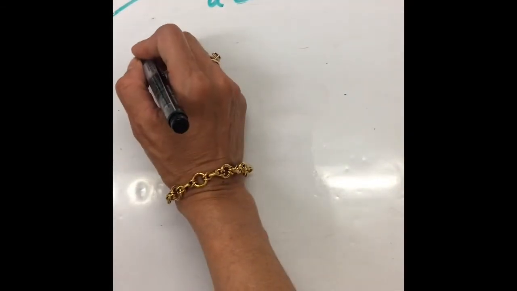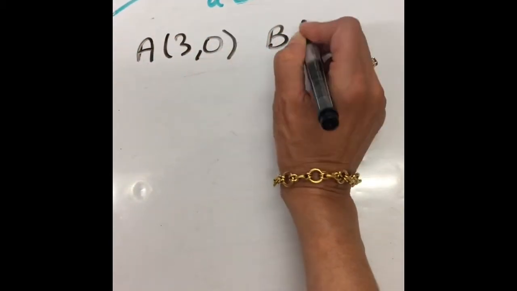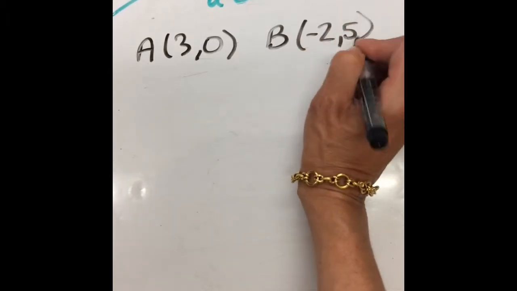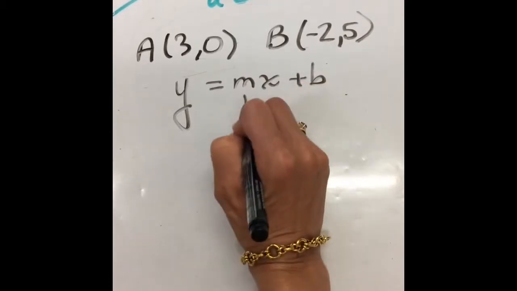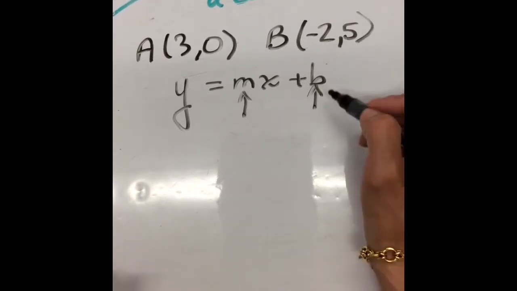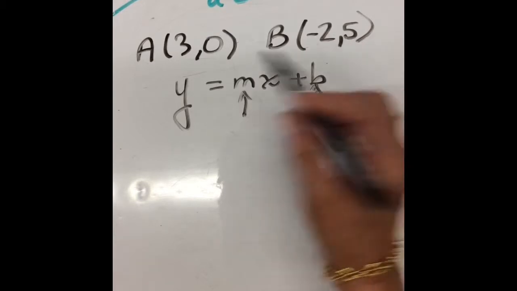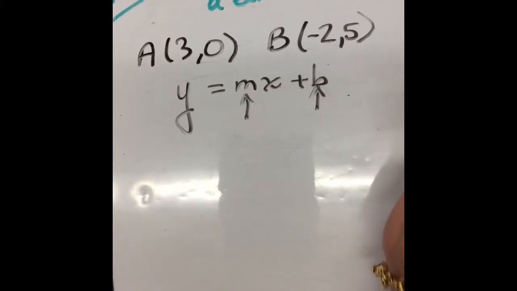Let's try a different one. If we wanted to find the equation of a line going through the point A at 3, 0, and the point B at negative 2, 5. So the equation of a line, always write this out first. We want to find m and we want to find b. Now this is a little more complex because there is a b value, or we assume there is because we don't have a point that's the origin at this point. So let's figure this out.